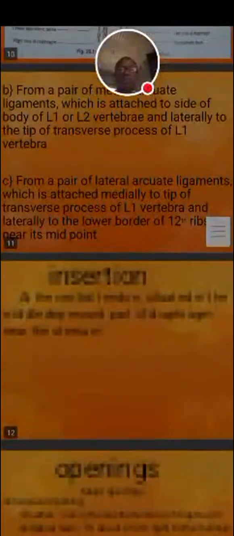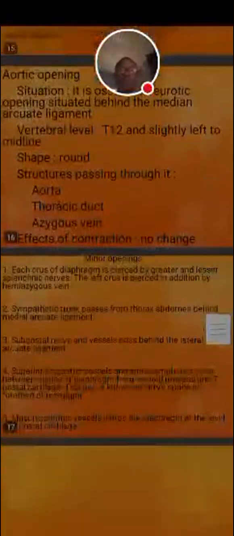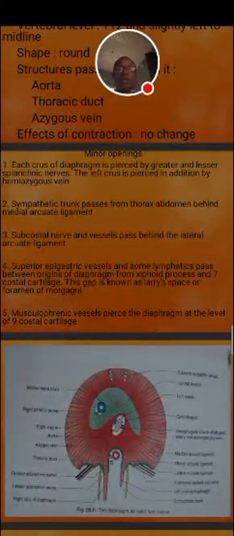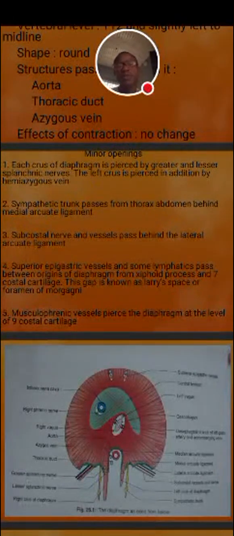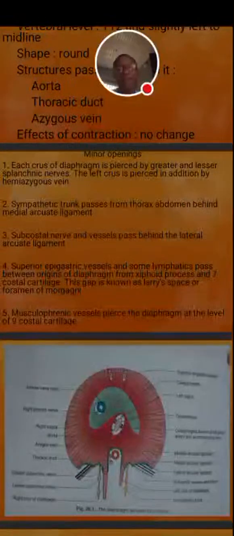Now, it's on this material. You can see it. Subcostal, superior epigastric, musculophrenic vessels. Okay? All right. Say SMS SHA. All right.